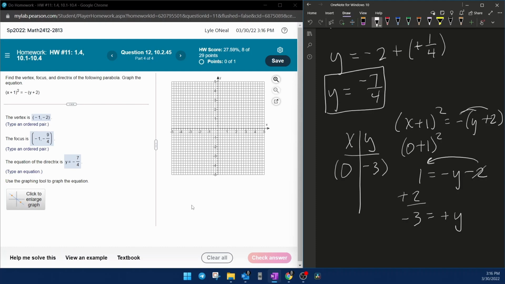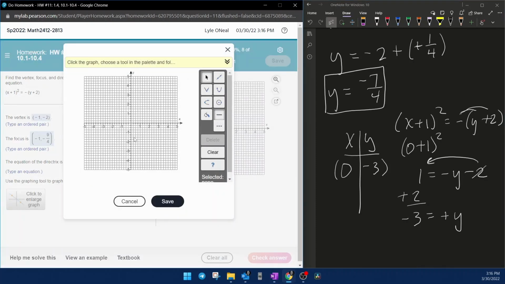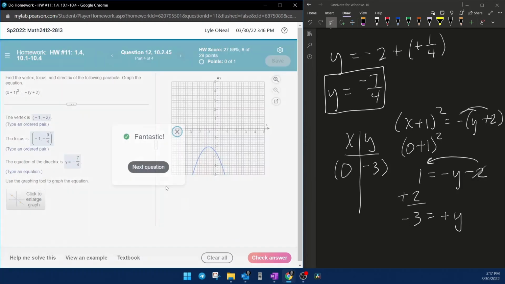And so now with the vertex and the other point on the parabola, we should be able to graph. So we want to grab the vertical parabola tool because we have a vertical axis of symmetry. We want to go to the vertex first, which is at (-1, -2). And then the other point, which happens to be the y-intercept, is at (0, -3). Save and check. And that's going to do it for this problem.